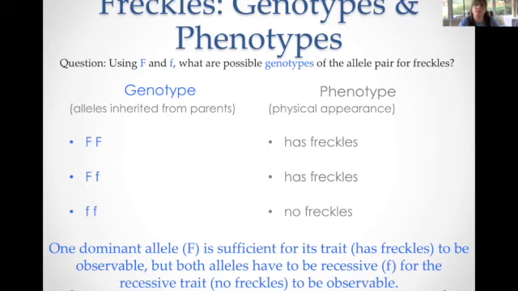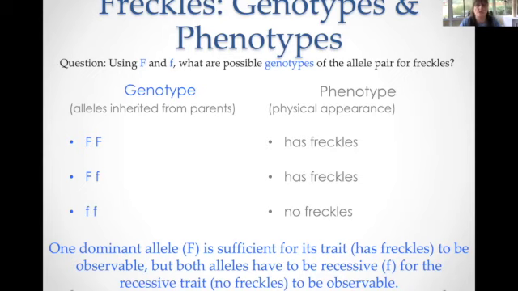So here we go. Genotype, letters. We have big F, big F, which is homozygous dominant. We have big F and little f, which is heterozygous, because remember, hetero, different, homo, same. And then we have little f, little f, which is homozygous recessive.